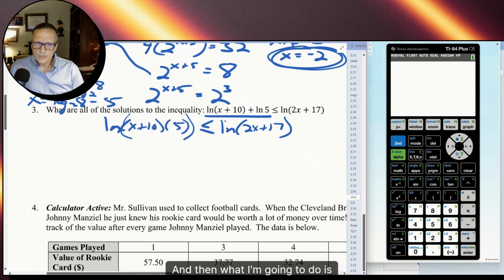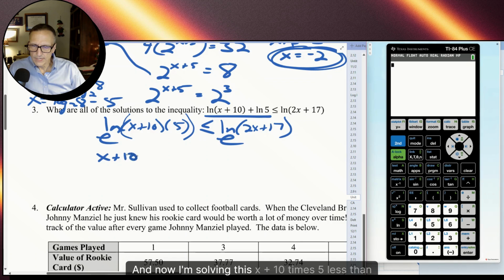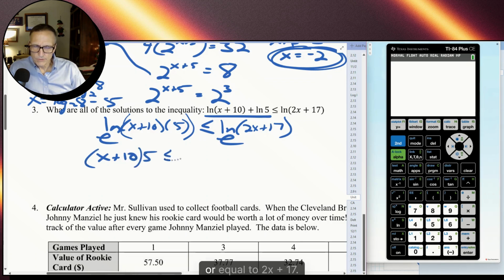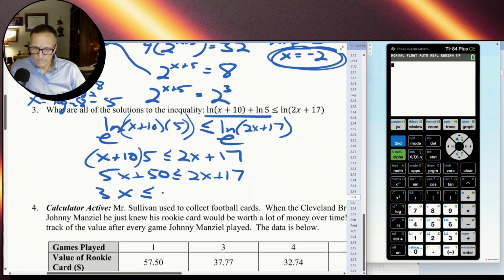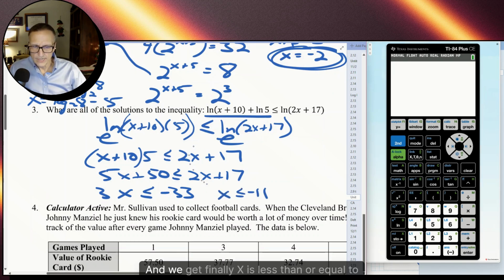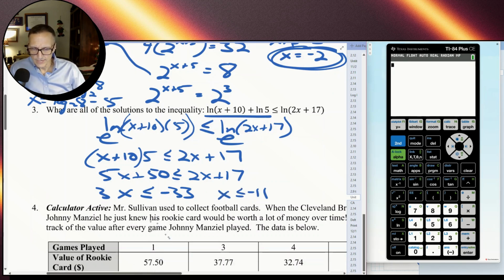And then what I'm going to do is I would exponentiate on both sides, right? ln, I'm exponentiating on both sides. It gets rid of the natural log. And now I'm solving this. x plus 10 times 5 less than or equal to 2x plus 17. So now I'm going to go ahead and solve this like I would a regular algebra inequality. So I have distributed the 5. I'm now going to move the 2x over to the left and the 50 over to the right. And we get finally x is less than or equal to -11.